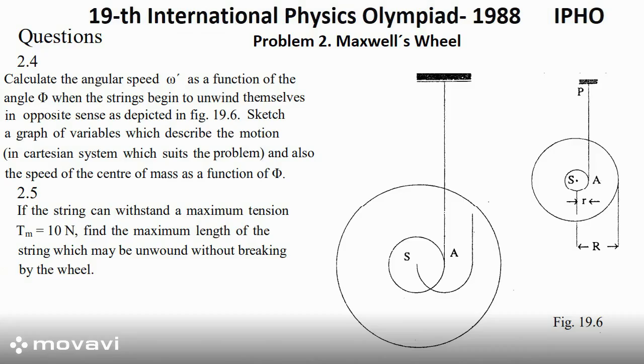Sketch a graph of variables which describe the motion in a Cartesian system which suits the problem, and also the speed of the center of mass as a function of phi. Question 5. If the string can withstand a maximum tension T_m equals 10 newtons, find the maximum length of the string which may be unwound without breaking by the wheel.